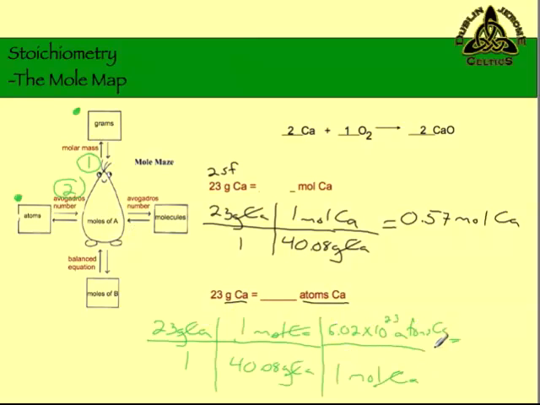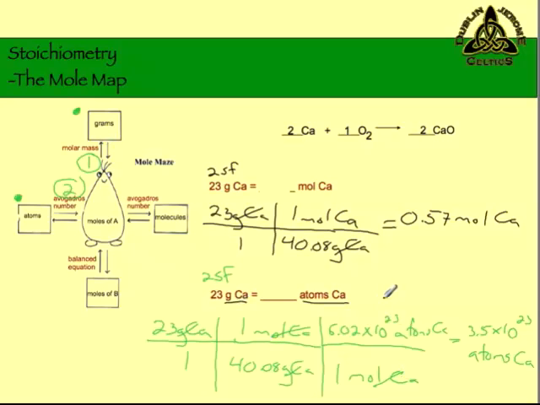And my answer, still with 2 significant figures, gives me 3.5 times 10 to the 23rd atoms of calcium. That's how many individual atoms there are in 23 grams of calcium. So I just used my maze to set up a problem in 2 steps instead of stopping at 1.